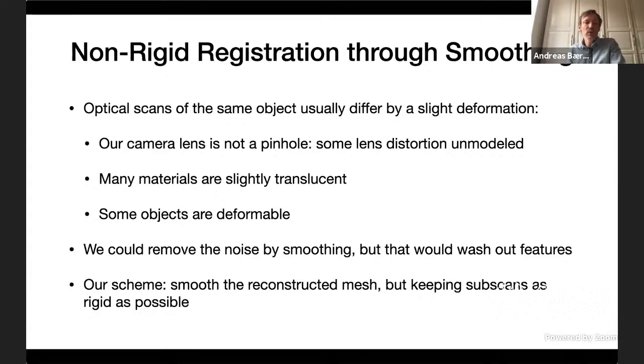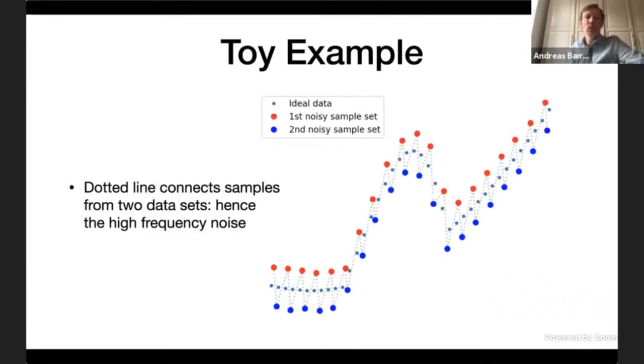Now, of course, in this case, we could simply remove the noise by smoothing, but that would wash out features. So the scheme that we propose is to smooth the reconstructed mesh, but keeping the subscans as rigid as possible. So going a little bit more into details with this in a small toy example, let's say that we have 2 sample sets, the red samples and the blue samples. So let's further assume that we have some noise. But in fact, the noise is just a difference in translation between the two sample sets.